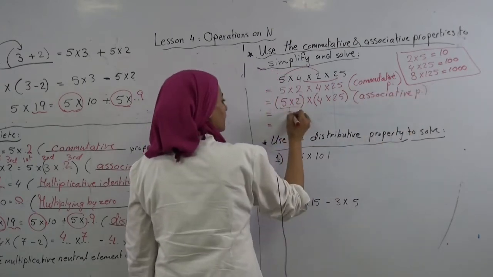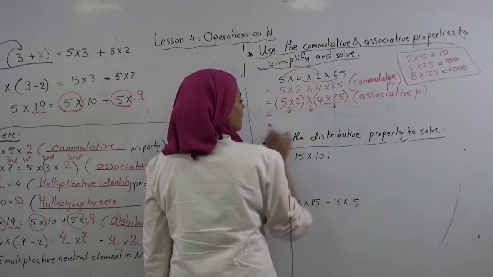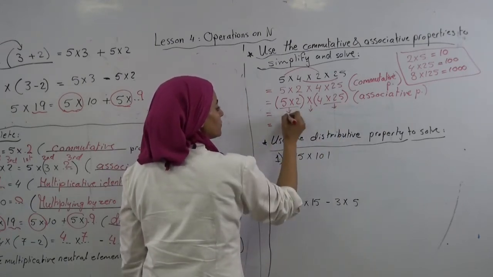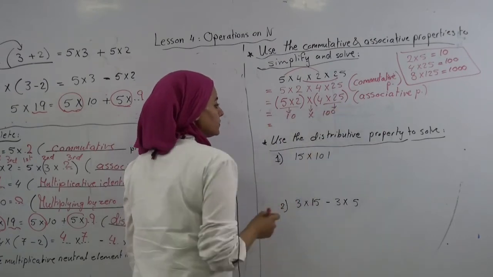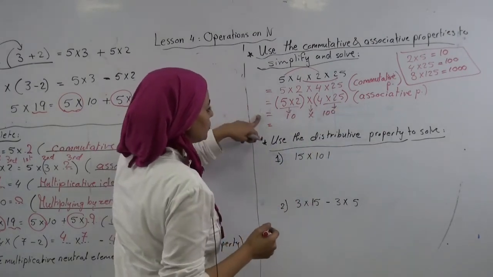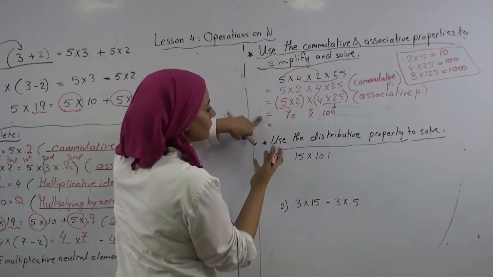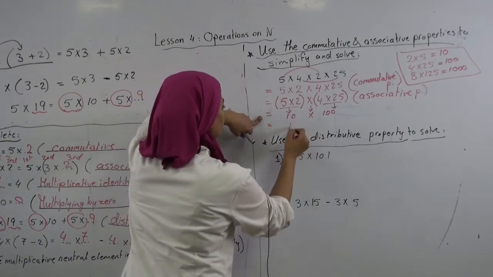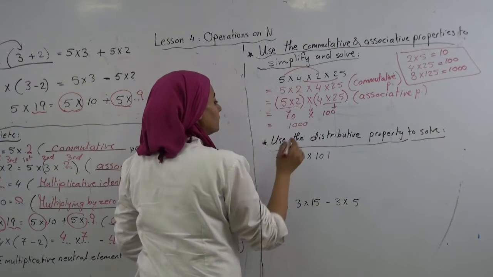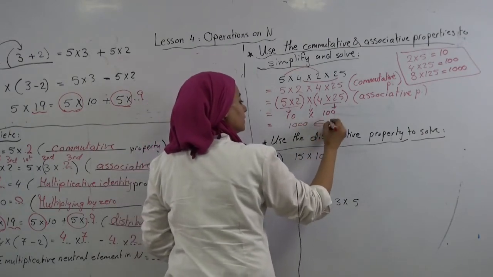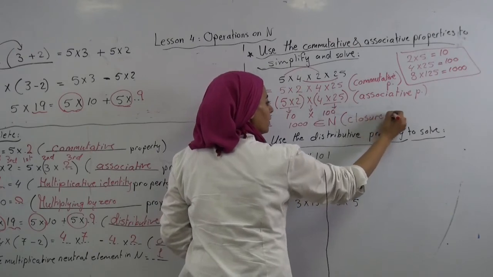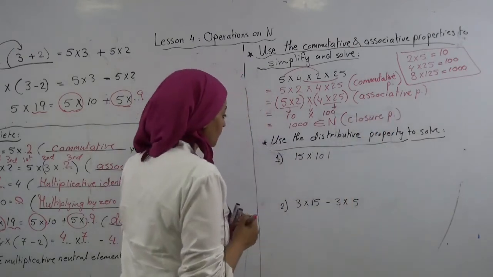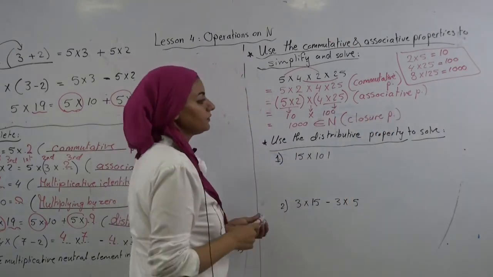The third line, we are going to solve the brackets. First, 5 times 2 is 10, times 100. Like this, we simplified this problem to more zeros, where we can solve it without a calculator. 10 times 100 is 1000, which I knew from the beginning that the answer will be a natural number, which is the closure property.